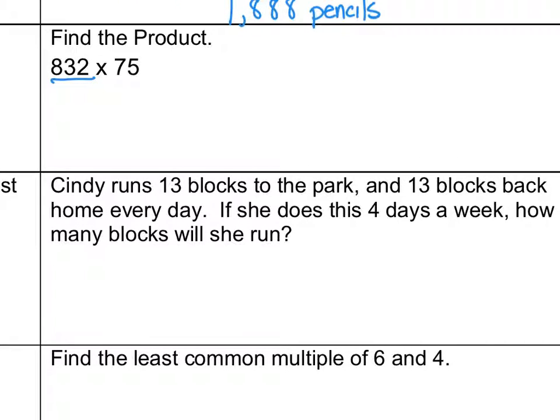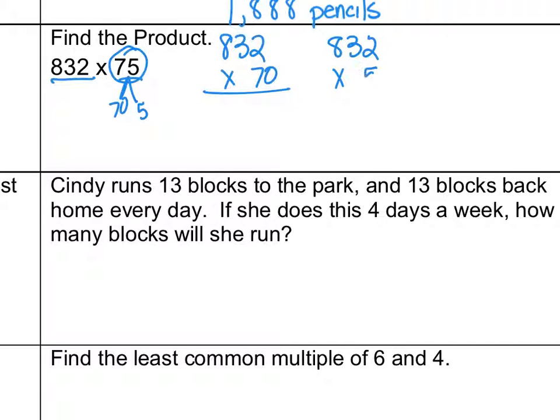All right, find the product. Factor times factor equals product. And we are doing the partial product strategy because it gives us 2 really easy problems to do. We're breaking this down into 70 and 5. So 832 times 70 and 832 times 5.